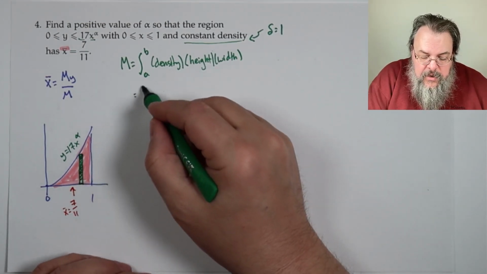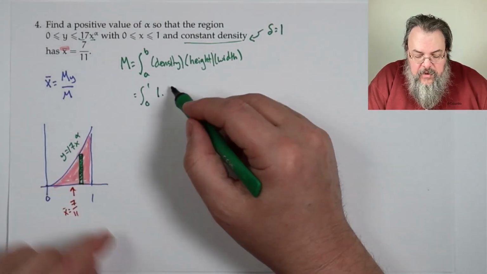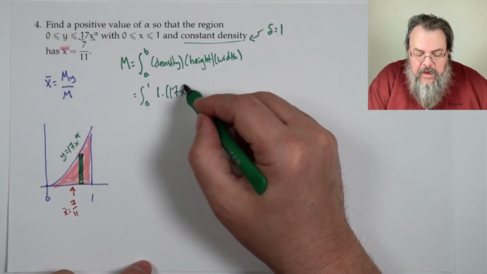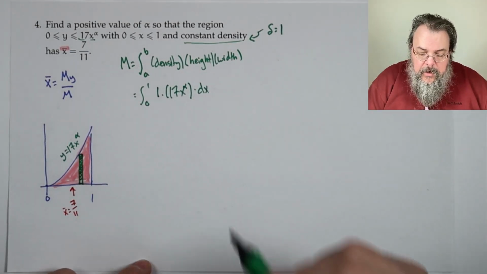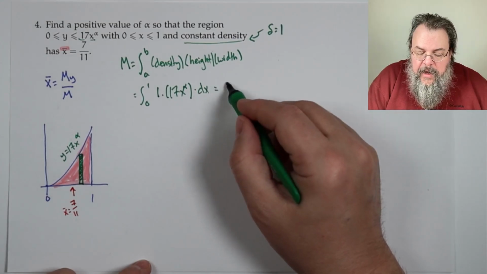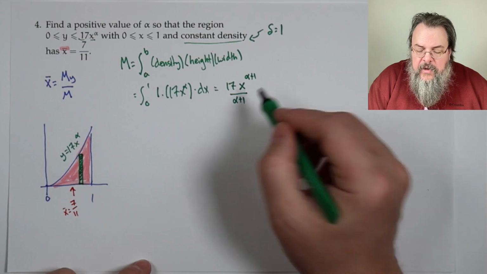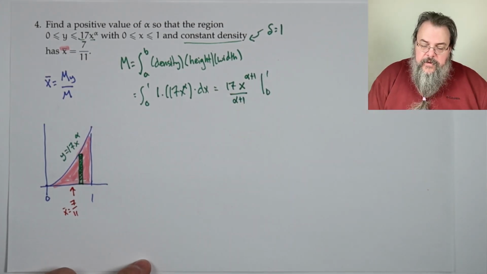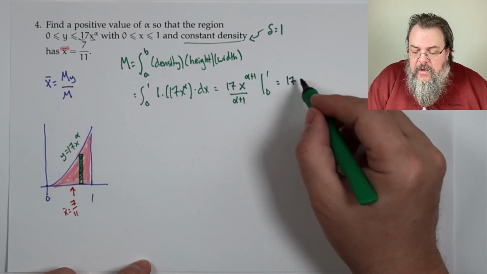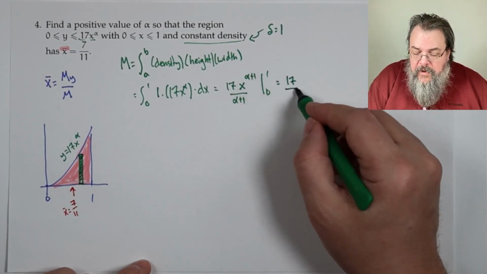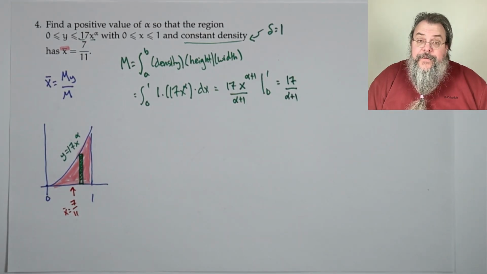We're going to go integral 0 to 1. Our height is 17 x to the alpha, and our width is dx. I say, all right, well, that's not so bad. You just add 1 to the exponent and divide. And evaluate from 0 to 1, but of course, when you plug in 0, you get 0. Plug in 1, you get 17, and 1 to anything is 1. Divide by alpha plus 1. All right, good. Now, that's our mass.